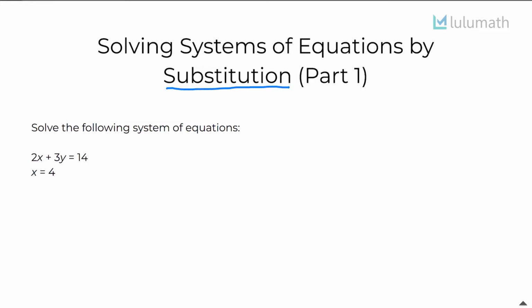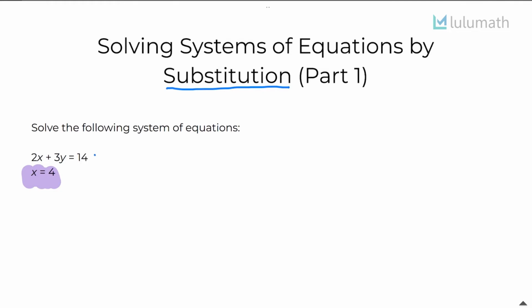It asks us to solve the following system of equations. And we have 2x plus 3y equals 14. Notice we have two variables here, so it's not possible for us to solve this equation with two variables there. But we also are told that x equals 4. And when x equals 4 is given to us, that means half of our work is done. We found out half of the point of intersection where these two lines will intersect with each other. Because remember, a system of equations solution is a point that satisfies both equations.